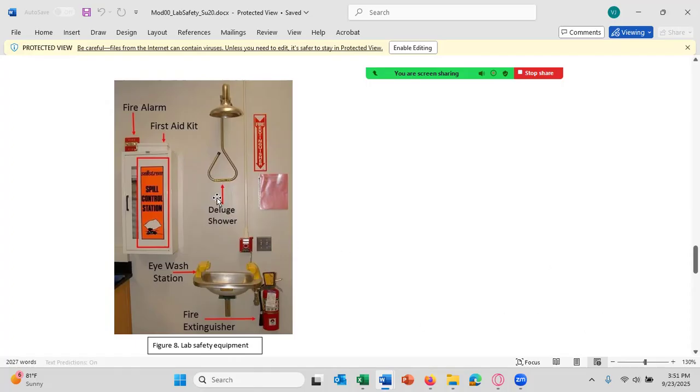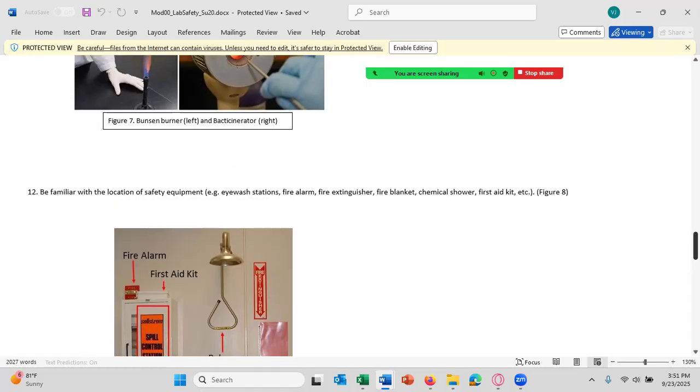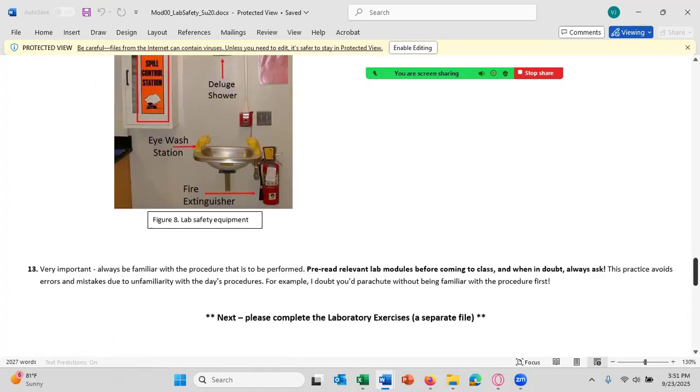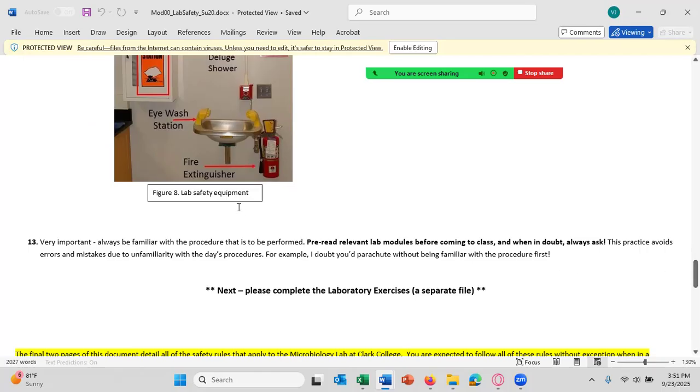If you use the deluge shower, that actually sprays water on the floor. We have a vent to let the water drain out, but it will get water on the floor, so you don't ever want to pull that unless you actually need it. Any question about that? So that's always in the microbiology lab.